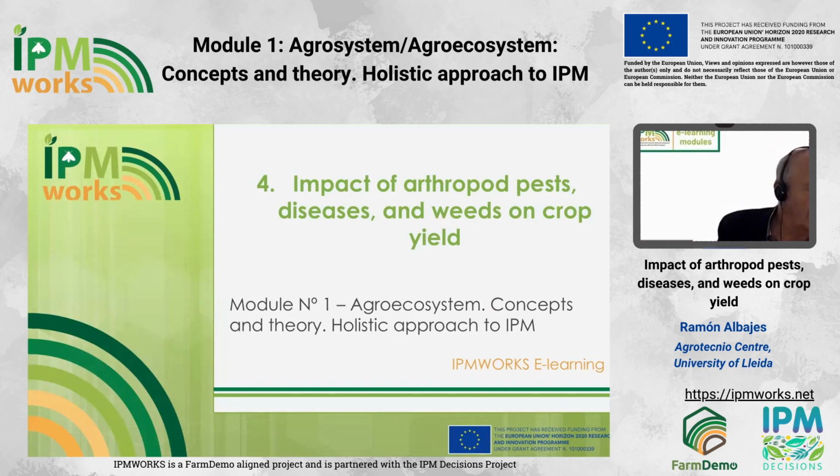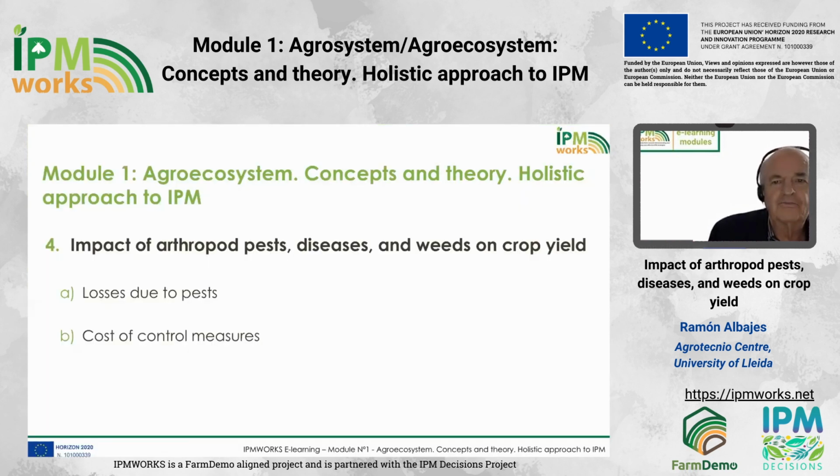This video is part of Module 1, Agro-ecosystem Concepts and Theory, Holistic Approach to IPM. And I will present chapter number 4, Impact of arthropod pests, diseases, and weeds on crop yield. This chapter has two parts. The first one deals with losses due to pests, and the second one will talk about cost of control measures.